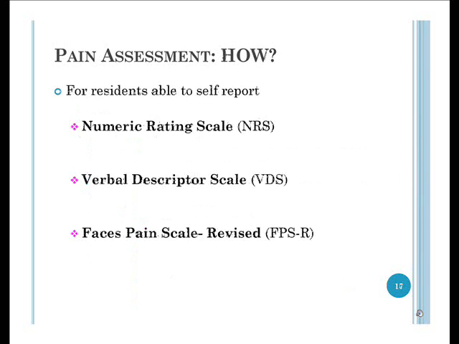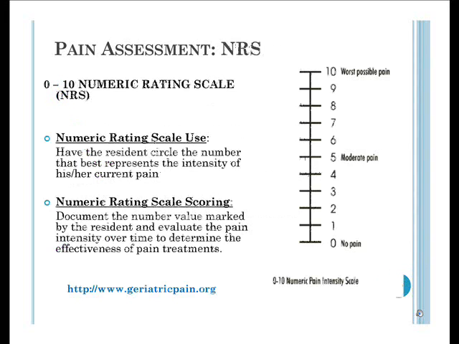So how to assess? For self-report, we mentioned that there are numeric rating scales, verbal descriptor scales, and also FACES pain scales. And I'm going to give you some examples of tools that you might consider using in your facility. This is a numeric rating scale, and it is a simple scale that needs to be presented large enough that the resident can see and read the numbers and the words. So at least a 14-point font or larger.